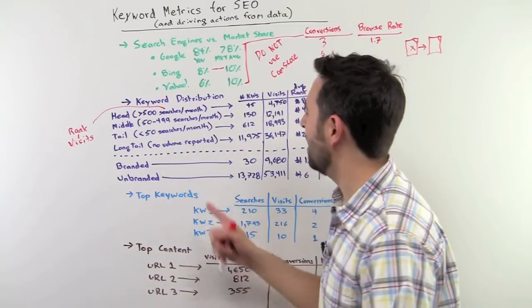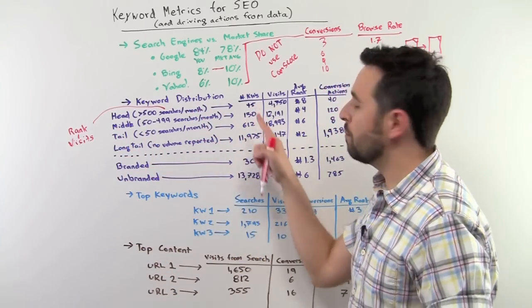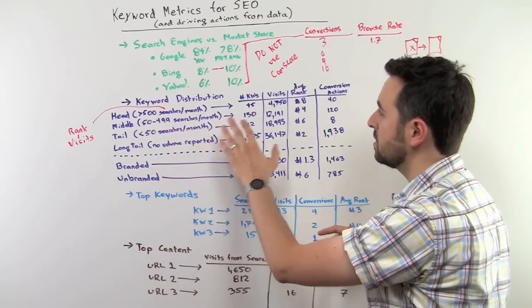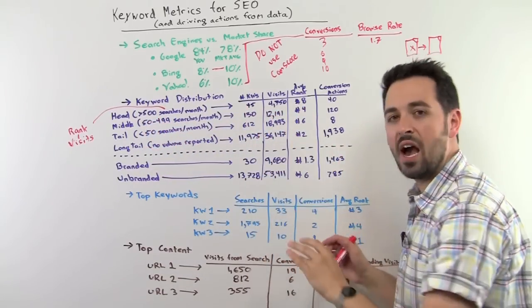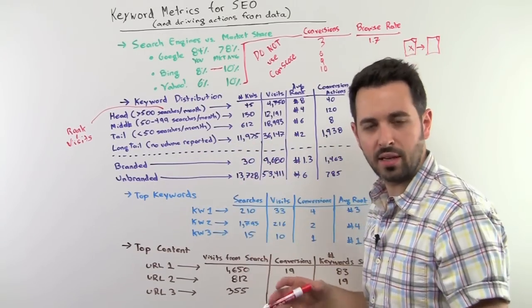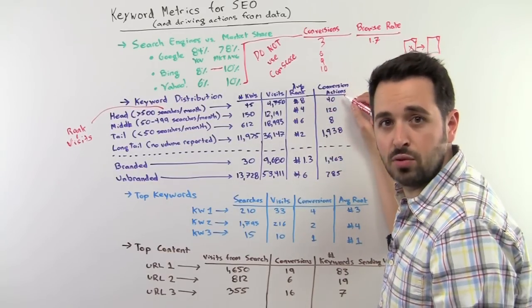So once you have these distributions, you can see the number of keywords that are in each of these buckets, the number of visits that they send, the average ranking of those keywords. Again, you could calculate that inside your Moz web app or a number of these other apps, and the conversion actions that you drive from these.